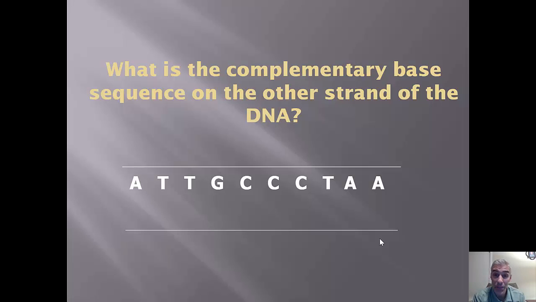So remember the base pairing rules. This is very simple. This should be a review. What is the complementary base sequence here? Remember, A pairs with T, G pairs with C. So on the other side, it would be T, A, A, C, G, G, G, A, T, T. Okay?